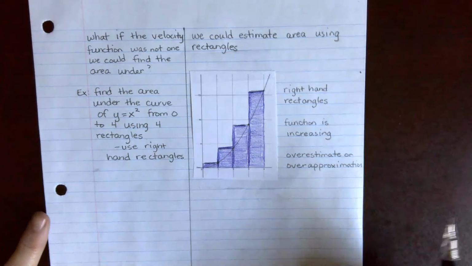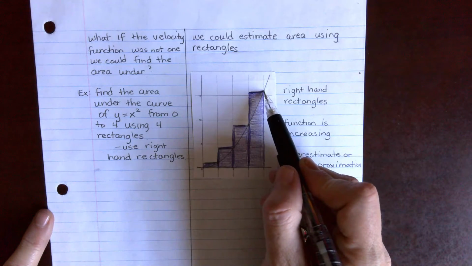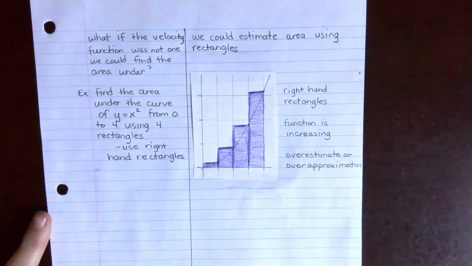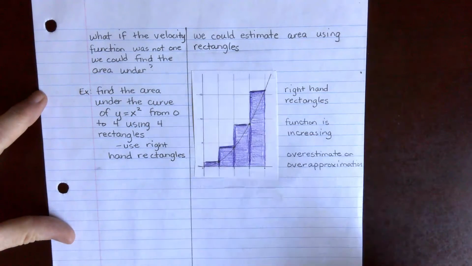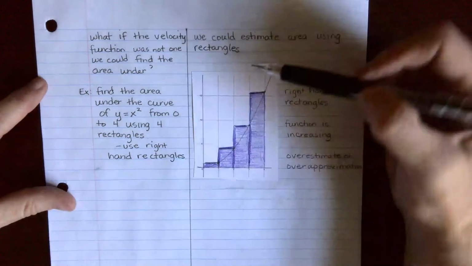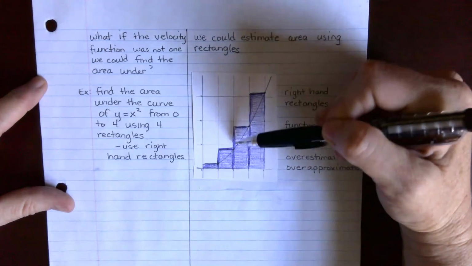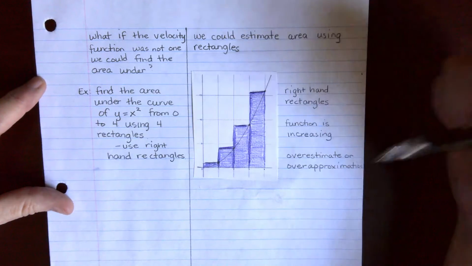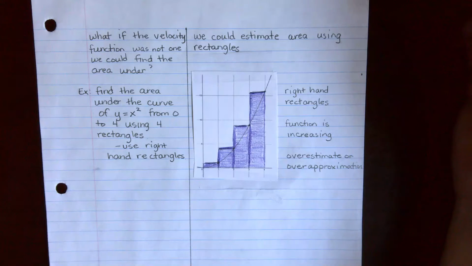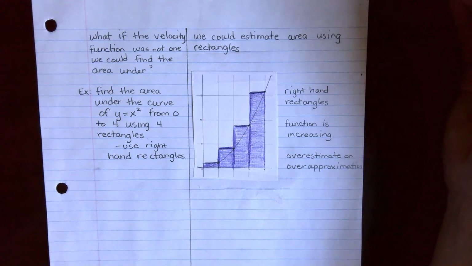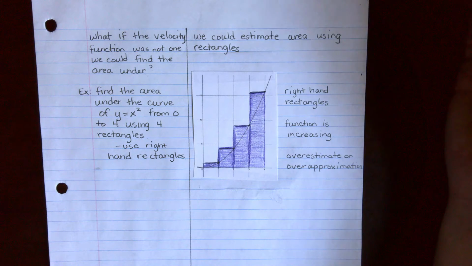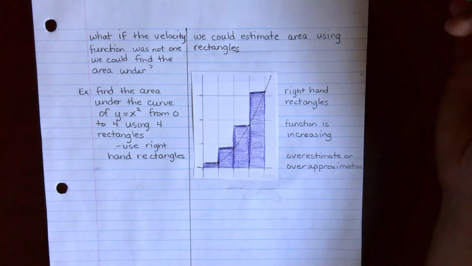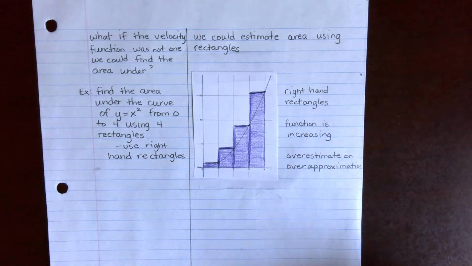But it's the right-hand side of the rectangle that's on the function. I want you to notice that the function is increasing, and that this is going to give us an overestimate of the area. Sometimes we call it an over approximation. We're just doing the real basics right now, and it looks like a pretty ridiculous approximation, but just go with it for right now. And again, I want you to think about, how are we going to find the area?